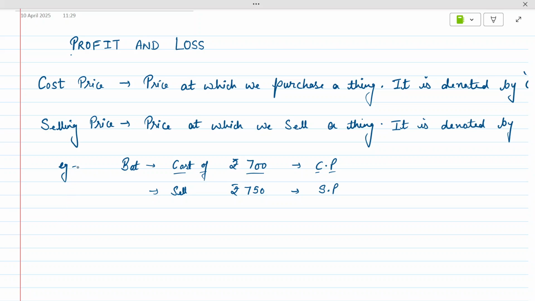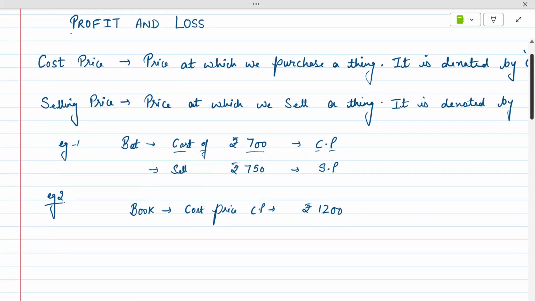I'm taking another example. This was example 1, and this is example 2. Suppose I purchased a book, and the cost price of the book is rupees 1200. I purchased the book at the cost of rupees 1200. Because I bought that book, that is called the cost price of the book at which I purchased it, rupees 1200 in this case.